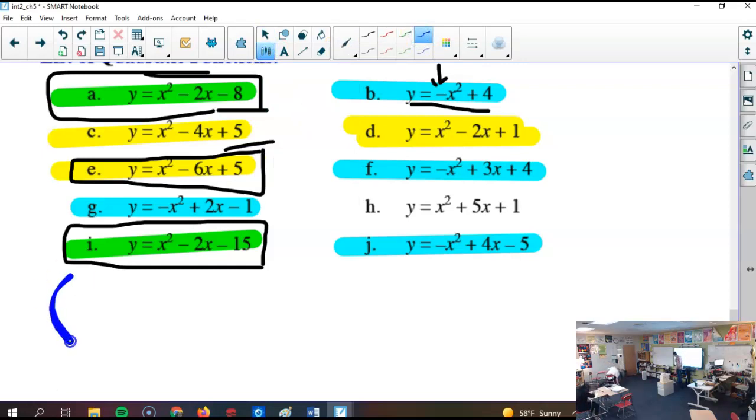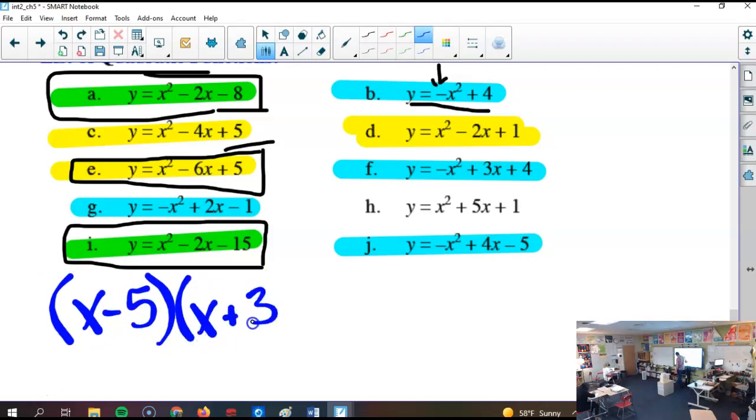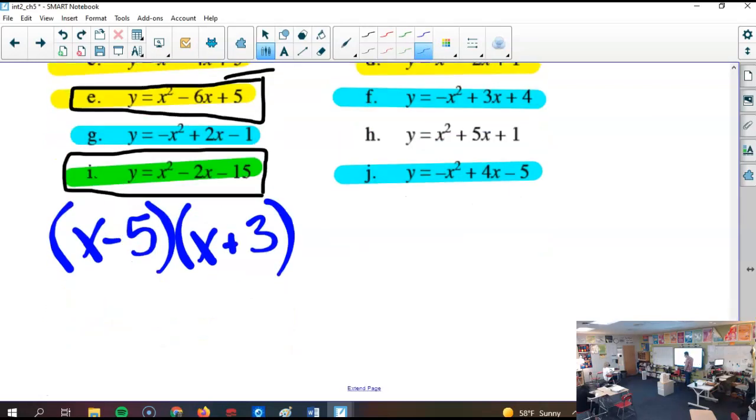We said this factors into... Well, math says, right? If we think about FOIL, or if we think back to the diamond and the rectangle method.